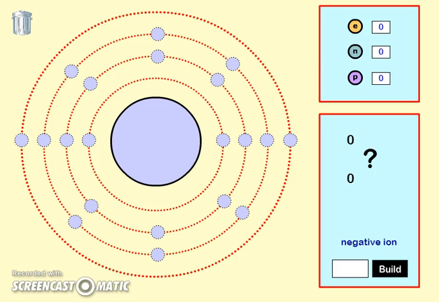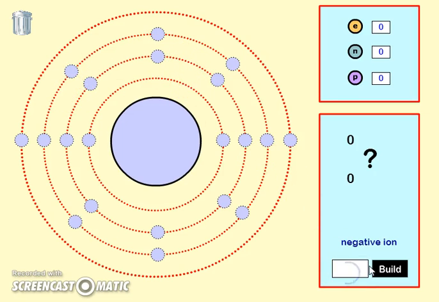This is a simulation that I found online. There's a couple different ones out there. You can just Google build an atom if you want to try and find them. It's very similar to the PhET simulation that you should have already used. This one I like because it has more than just the two outside rings.